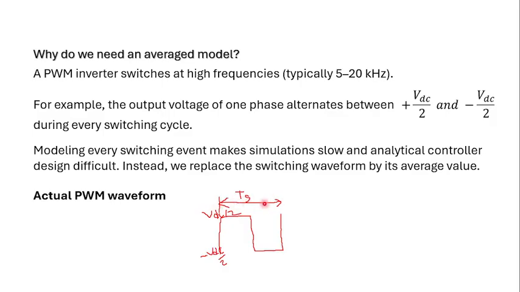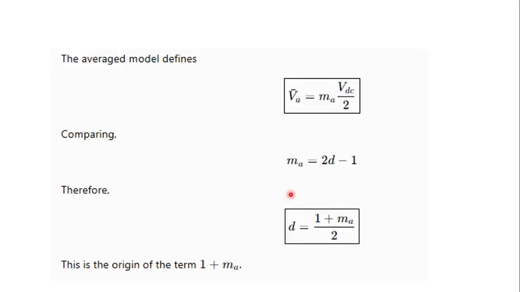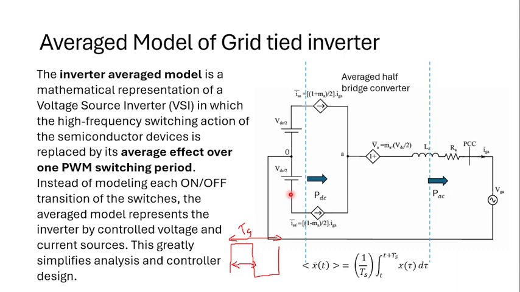This is the switching period TS. Switching period means 1 by switching frequency FSW, with which we are switching the PWM inverter. Now this is the average equivalent circuit of your inverter.